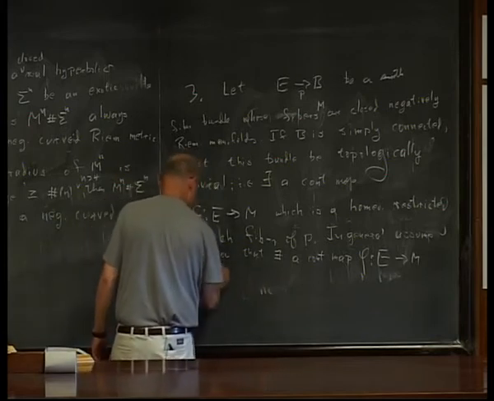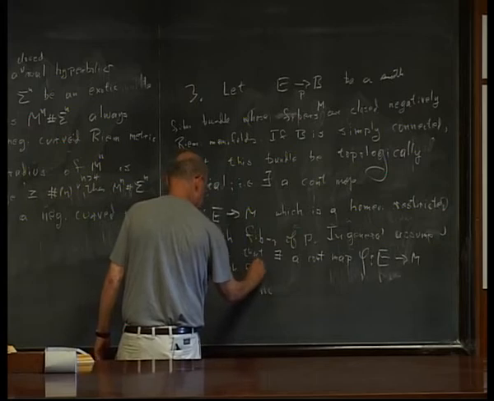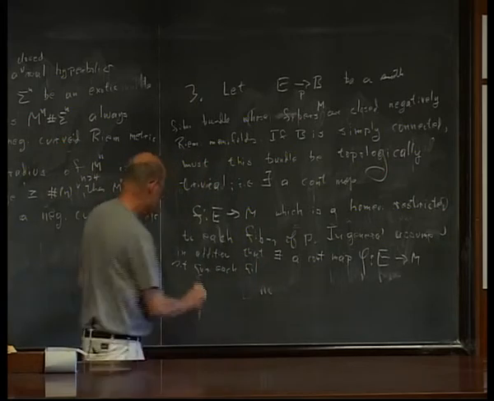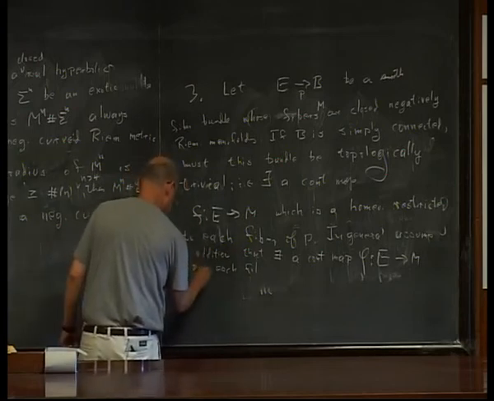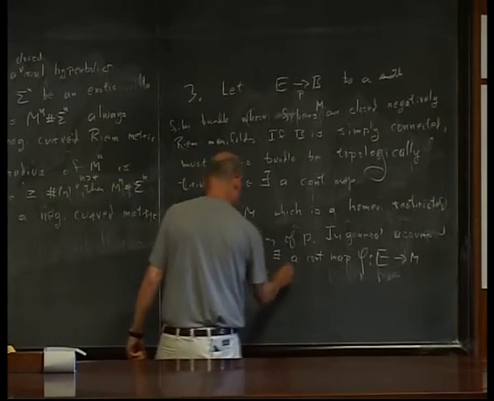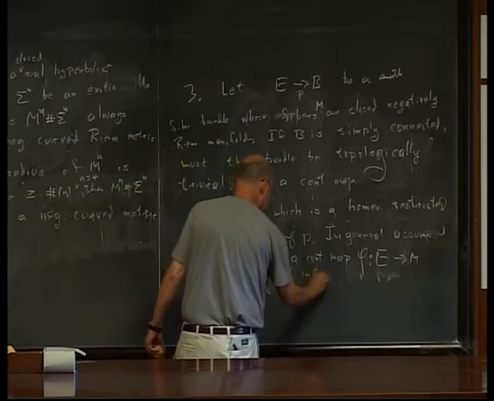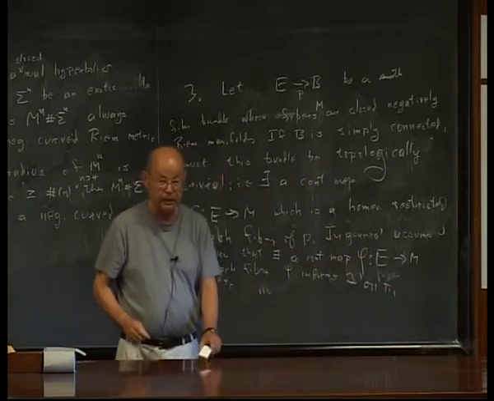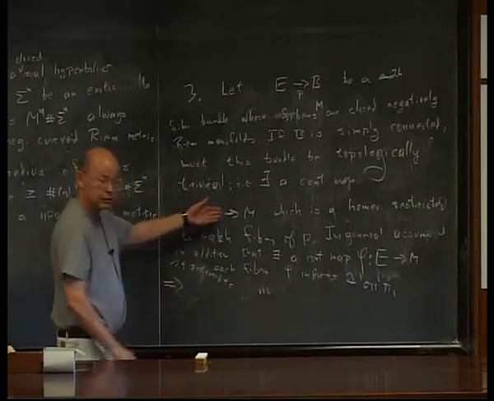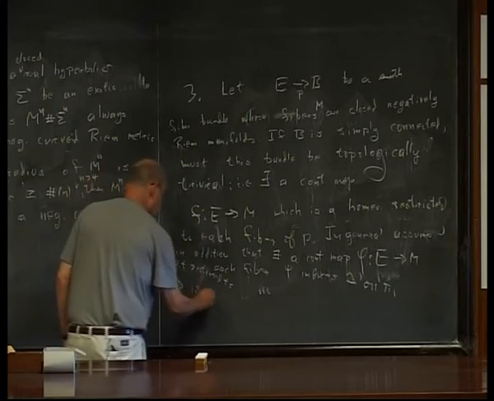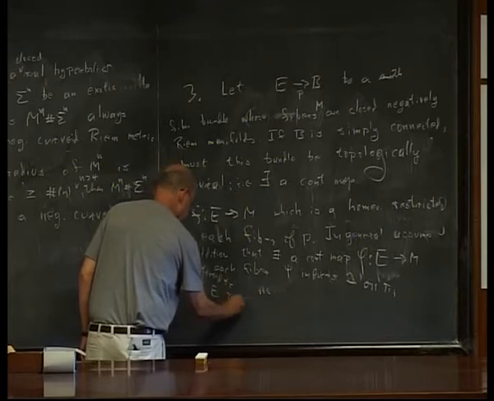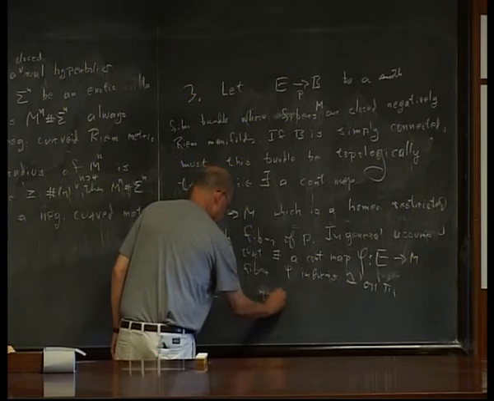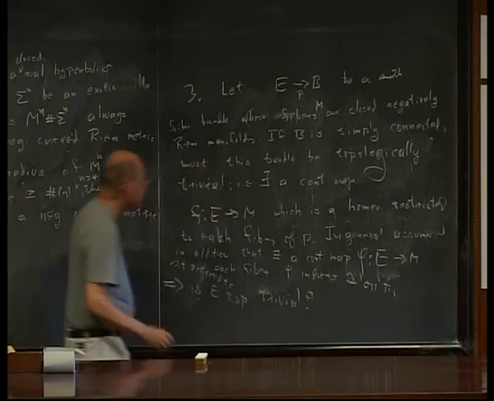for each fiber, such that restricted to each fiber, F induces an isomorphism on pi 1 between the fundamental group of the fiber and the fundamental group of the generic fiber, then must the conclusion hold? Then is E topologically trivial? So I guess those are my questions.